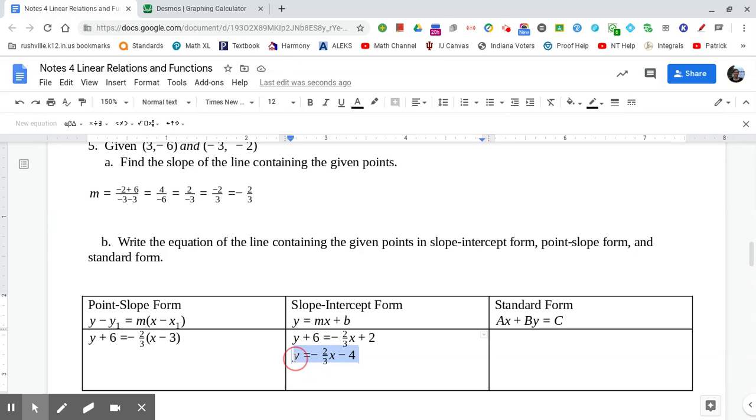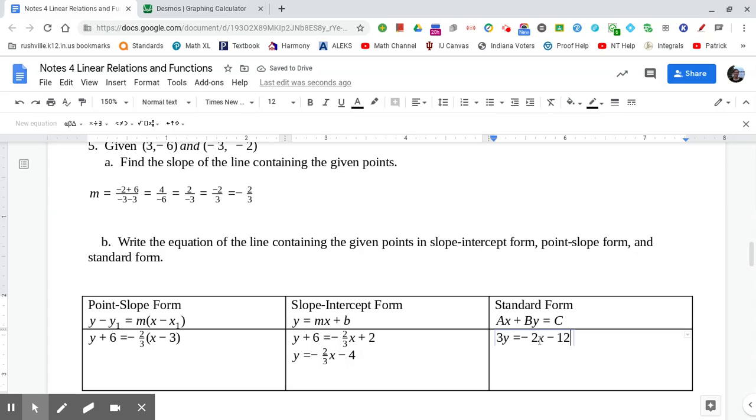And then I'm going to go from slope-intercept form to standard form. All right, so first thing I'll do is get rid of the fractions by multiplying everything by the denominator I had, which was 3. So it's going to give me 3y and then minus 2x. And then I was multiplying by 3, so that should be a minus 12.